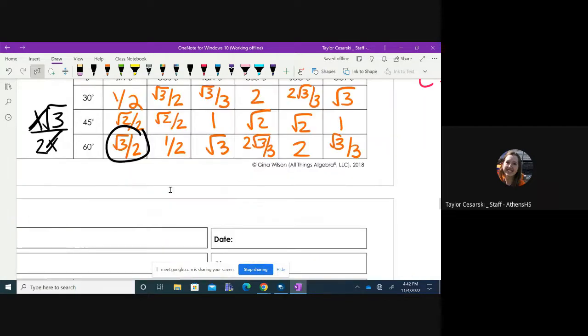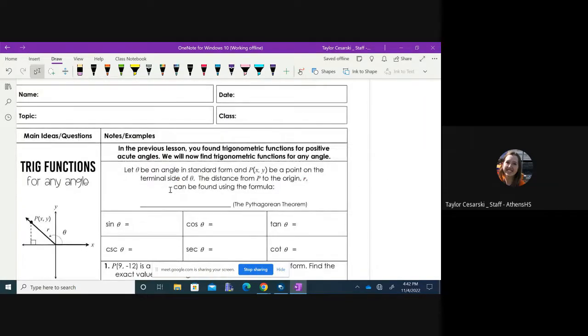All right, flip the page. We'll do a little bit more practice with all of these.